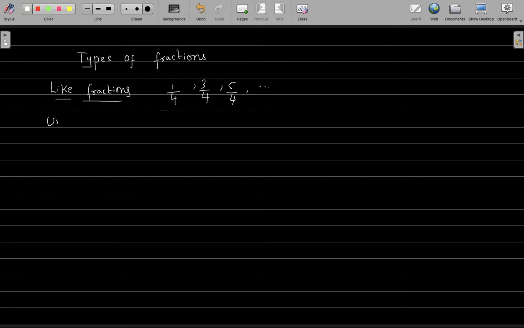And unlike fractions, as the name suggests, are those fractions where the denominators are different. That means they are not same, like say 1 by 2, say 1 by 3, 1 by 5, you know. So these fractions where the denominators are different are what you call as unlike fractions.